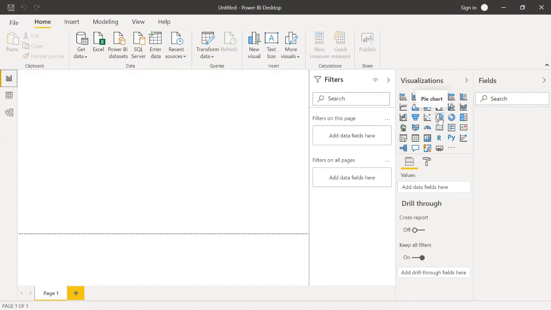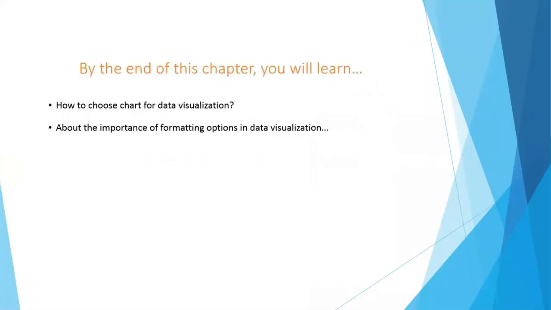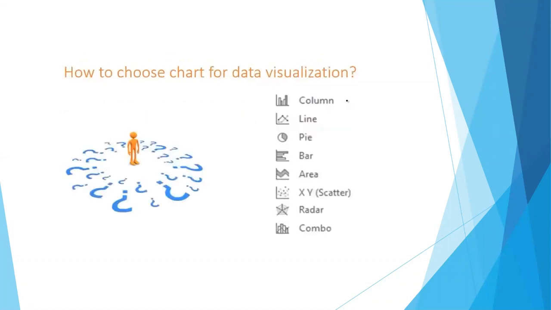Similarly, we have a pie chart. We have a donut chart. So many types of charts are there. So one brief introduction about all the charts is here: how to choose the chart visualization and how important the formatting of this chart is when we are presenting the data. So when we enter, we are confused with so many types of chart.